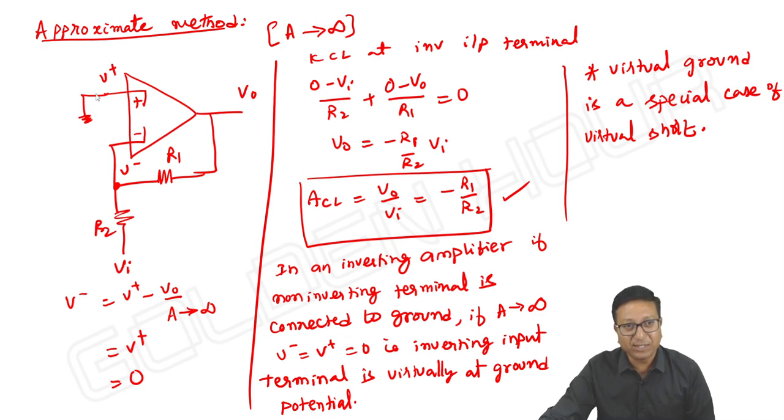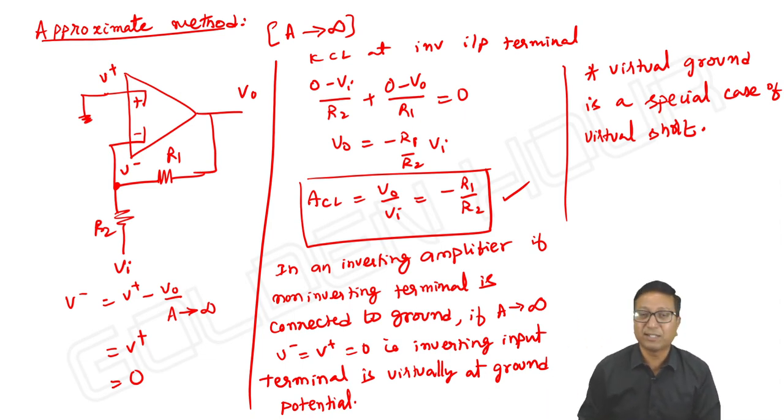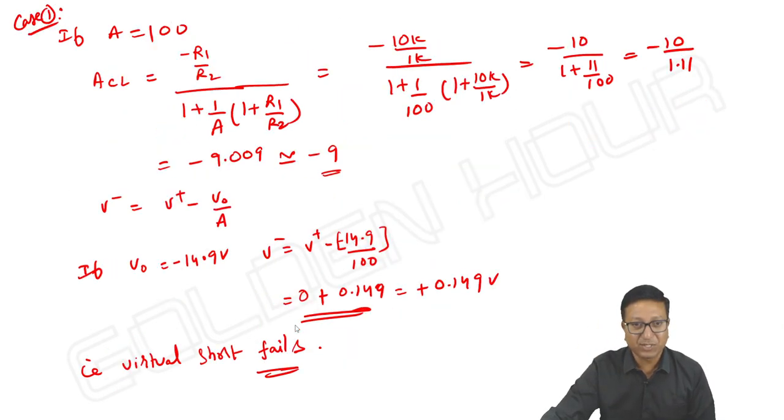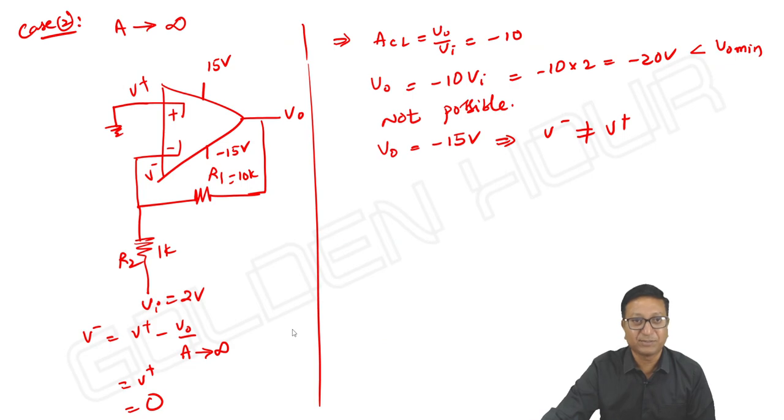In an inverting amplifier, you can say virtual ground. Of course, the non-inverting terminal should be connected to ground. That time you can say virtual ground, which is a special case of virtual short. Of course, as long as the output is not reaching its extreme values, with negative feedback, the inverting terminal voltage is equal to the non-inverting terminal voltage, then I can say virtual short. But virtual ground is a special case of virtual short. Please do remember this point. Virtual short is conditional.